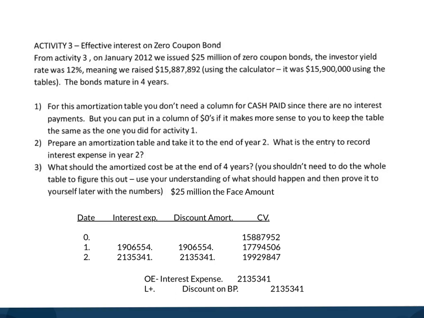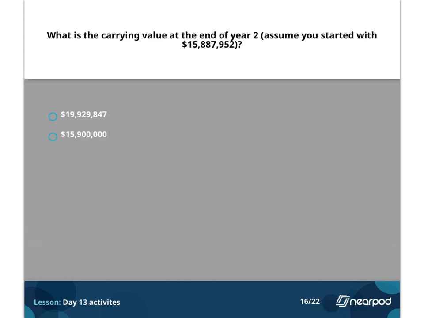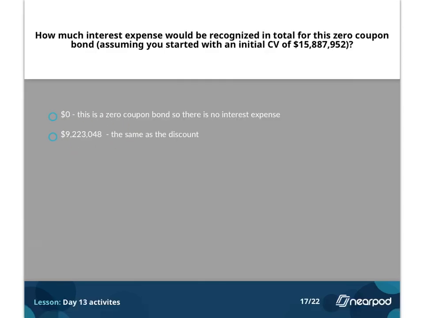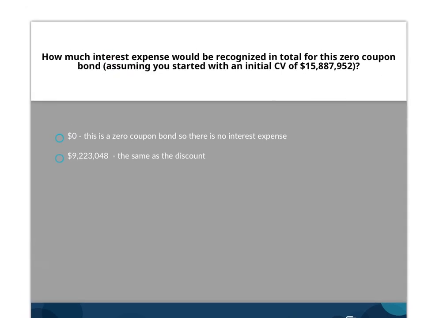You could do it later and to yourself. Okay. What is the carrying amount at the end of year 2? At the end of year 2, carrying amount was this number right here, 19,929,847. How much interest expense would be recognized in total for this 0 coupon bond, assuming you started with that initial carrying value? It is going to be equal to the amount of the discount. Okay, so with the 0 coupon bond, we talked in class about the fact that you essentially have all the interest taken out up front.